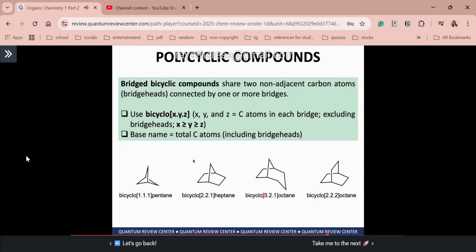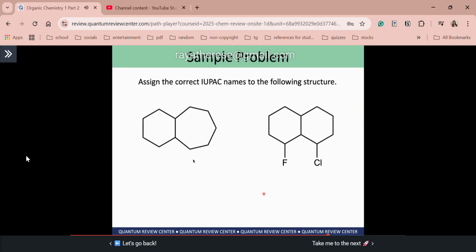All right, so class, that's it for our polycyclic compounds discussion. So at this point, let us try some sample problems here. You can pause the video in order to try answering our sample problems. So class, please try answering the test of knowledge. Remember, it is important to note here that this also appears in your board exam. Let's answer our first compound here. Again, this is what type of polycyclic compound? This is your fused bicyclic compound.